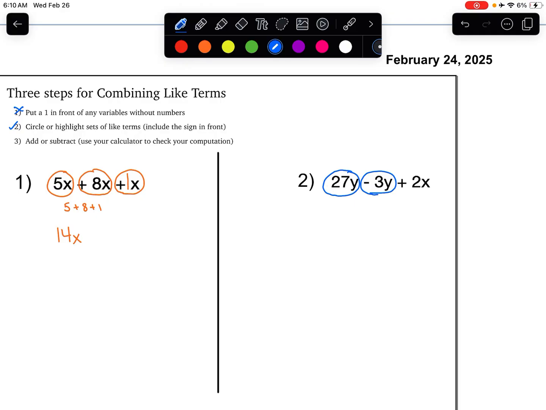So now we're going to add or subtract. For this one, and like I said, you don't normally have to write this step down, but I'm just showing you what we're going to do. On your calculator or in your head, you're going to do 27 minus 3. And 27 minus 3 is 24y. And then we just bring this guy down, plus 2x. So that's as simplified as we can go. We cannot simplify any further because this one has a y and this one has an x, so they are not like terms. This is our final answer.